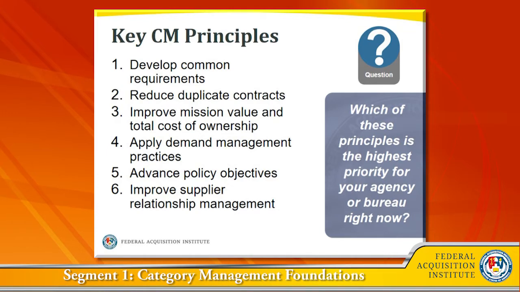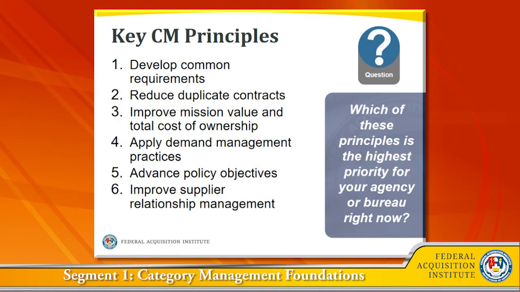Number 3, improving mission value and total cost of ownership. Category management is not about LPTA procurements, standing for lowest price technically acceptable. Instead, it's focused on activities that improve value and outcomes, like defining requirements more effectively, aggregating demand to get better prices, strategically managing our assets, and making pricing, usage, and performance data more accessible and visible across government. Number 4, applying demand management practices to reduce inefficient and unnecessary buying, which is at the core of what most of you are already doing.